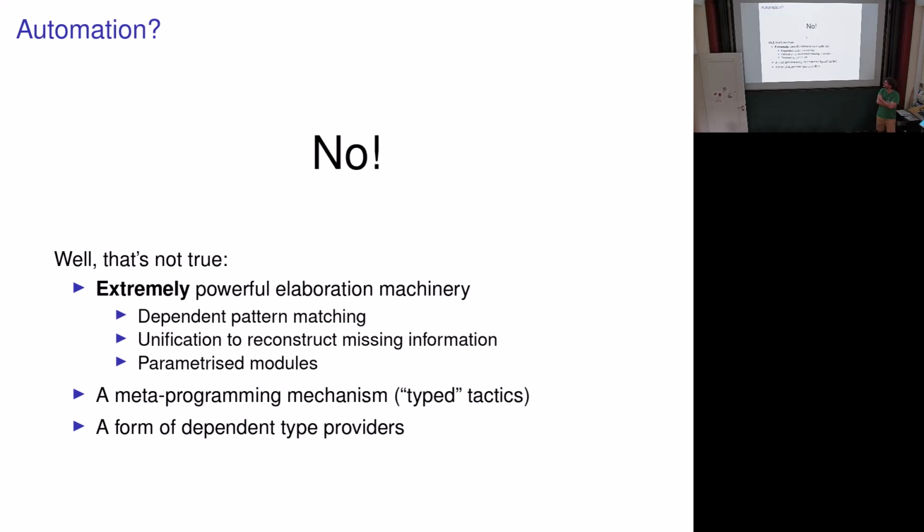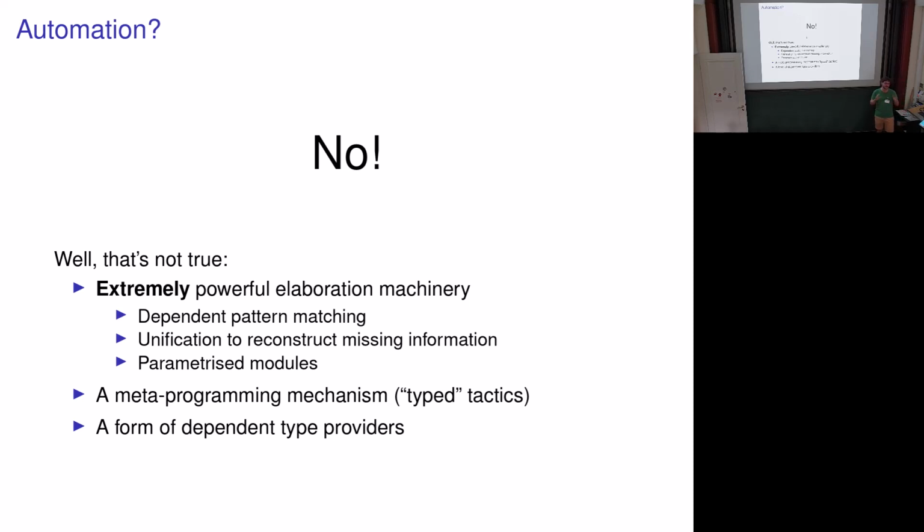Do we have automation? Well, no. Well, that's not completely true. So Agda has an extremely powerful elaboration machinery, and the programming style that you tend to adopt when you're working in Agda actually removes a lot of the work. So dependent pattern matching is an extremely powerful tool that is not as used in other languages. Unification allows us to reconstruct arguments that are not specified by the user, and it does so in a principled manner.